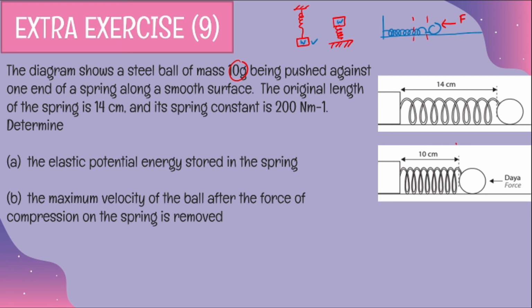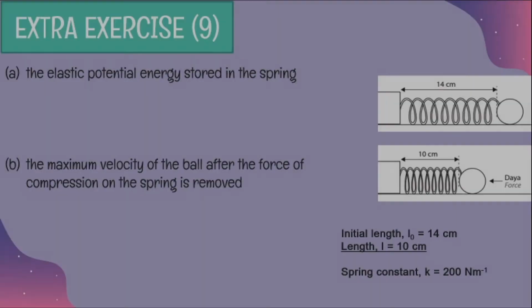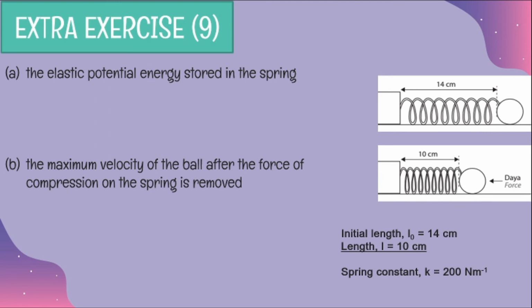Okay, so the question tells you what are the values given. So initial is 14, final is 10. So the extension is 4 cm. 4 cm is 0.04 meter. Spring constant is K. Okay lah, settle lah tu. Cikgu rasa macam cikgu buat kat sebelah je. Cikgu next page. Kan, cikgu dah buat kat sebelah.